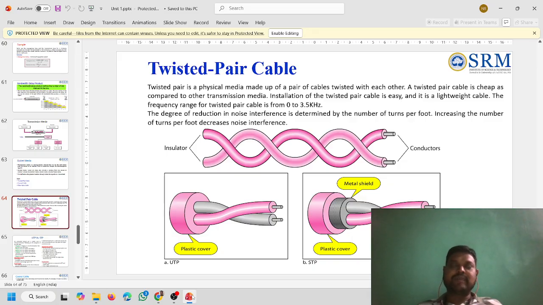There are two types of twisted pair cables: unshielded twisted pair and shielded twisted pair. The simple difference is, if you look at the diagram, there is a metal shield to protect the pair of cables, whereas in unshielded twisted pair, there is no such metal shield. That is the only difference between unshielded twisted pair and shielded twisted pair.